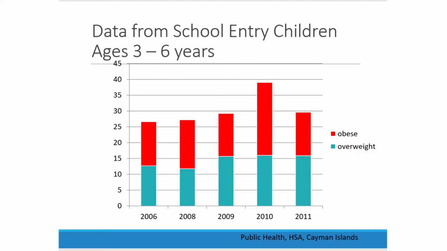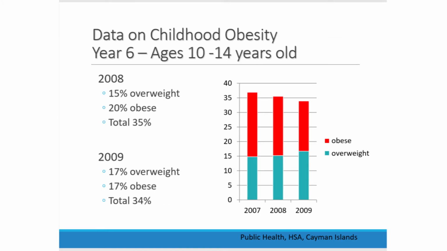You can see here the blue is the overweight and the orange is obese. I must admit, 2010 was kind of an outlier year. When we go to a little older, year 6, these kids are screened, and these are ages 10 to 14. You can see here that the overweight ranges between about 15 and 17%, but the obese, again, is from 17 to 20%. So it's really significant numbers.